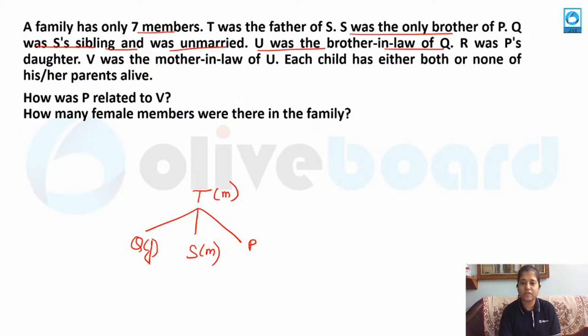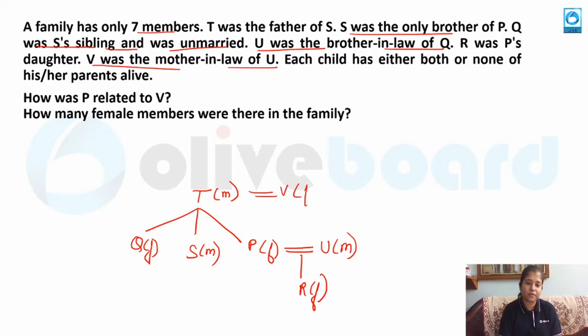Now U was the brother-in-law of Q, so U is a male person. He is married, because Q is not married. A wife's husband's brother cannot be here, so it should be somewhere here. So P has to be a female person who is married to U. R was P's daughter, so R is a female person here. V was the mother-in-law of U, so it will be something like this.